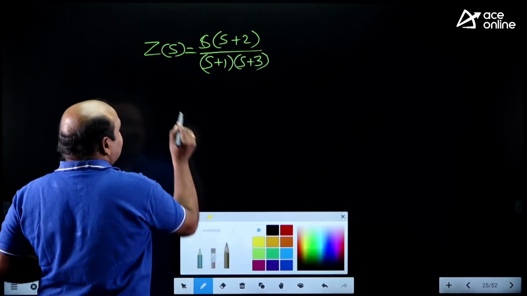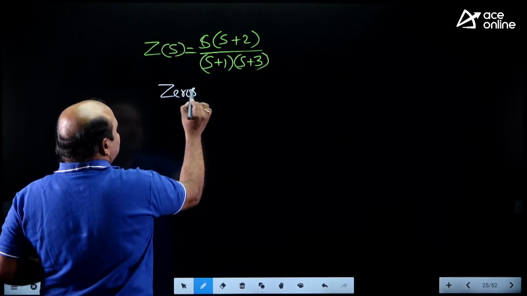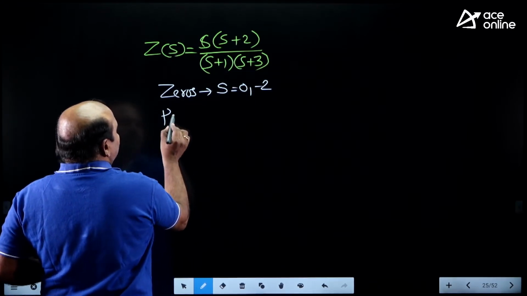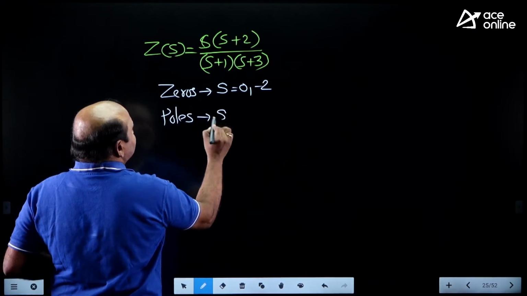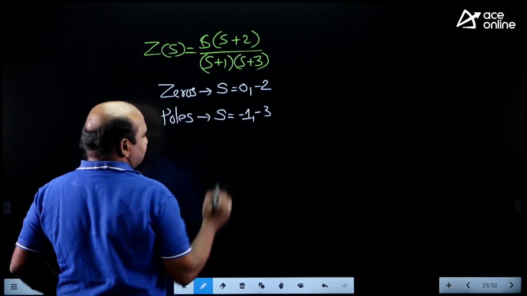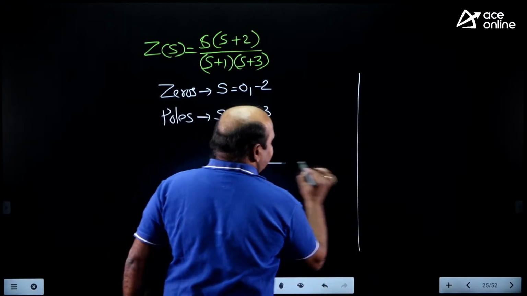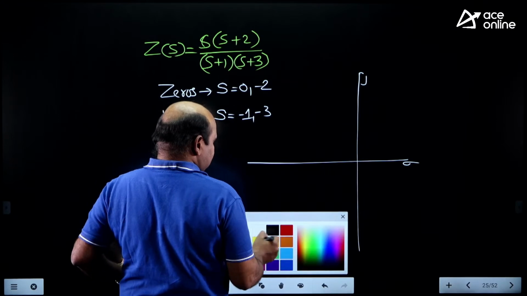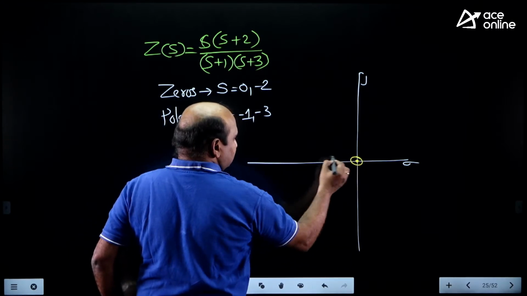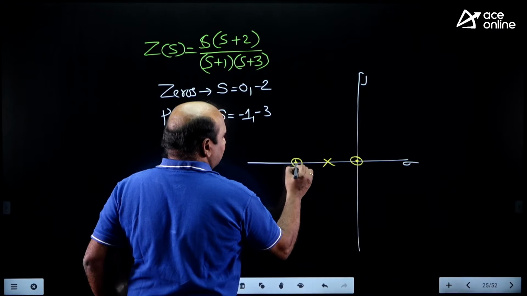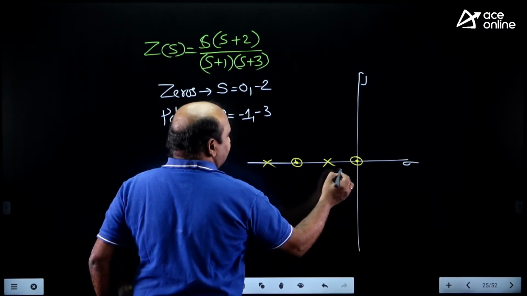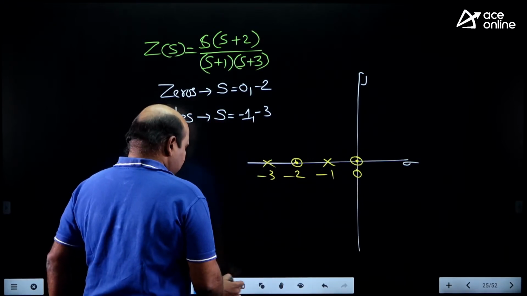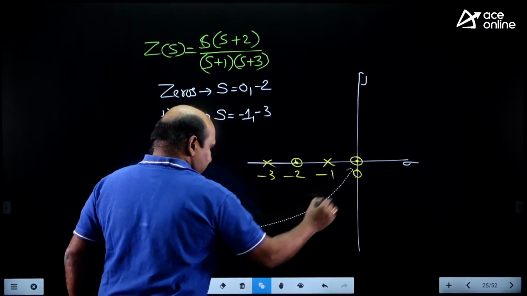Tell me here, what are the zeros for this one? Zeros are S is equal to 0, minus 2. Poles are S is equal to minus 1, minus 3. According to this, what can I take here? I can consider the poles and zeros: this is zero, next pole, next zero. Poles and zeros are alternate, and what we are getting? Minus 1, minus 2, minus 3.